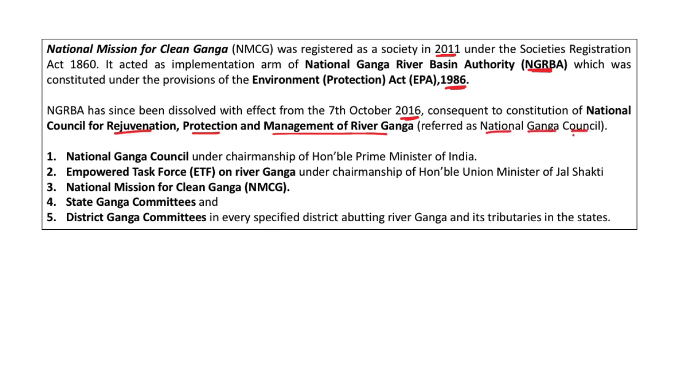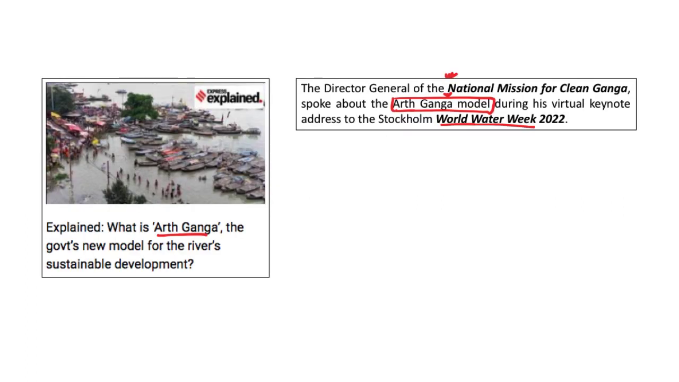For the management of the Ganga riverbed, an organization of 5 layers has been set up. At the top, there is the National Ganga Council. You have to remember this is chaired by the Prime Minister of India. At the second level, there is the Empowered Task Force on River Ganga under the chairmanship of the Minister of Jal Shakti. At the third level, there is National Mission for Clean Ganga. Now, this is largely the implementing body. Then we have the State Ganga Council and the District Ganga Council in every district through which the River Ganga and its tributaries pass. Now let's come back.